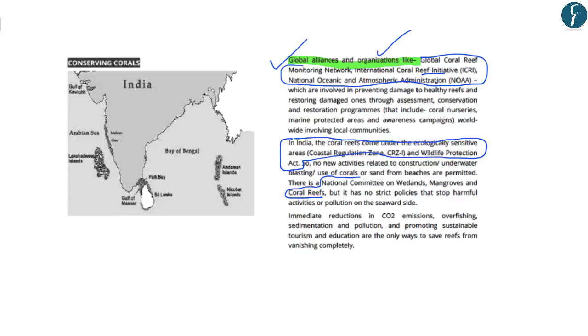of corals. Regarding the conservation of corals in India, these coral reefs are included in the CRZ-1 or the Coastal Regulation Zone 1 and have also been protected under the Wildlife Protection Act. And further, India has a National Committee on Wetlands, Mangroves and Coral Reefs. So all these points highlight the initiatives that are being undertaken to conserve the corals. So these could also have been quoted in the answer.